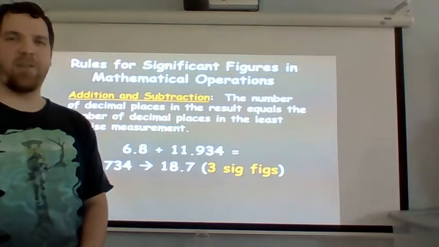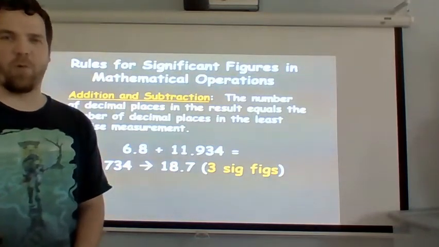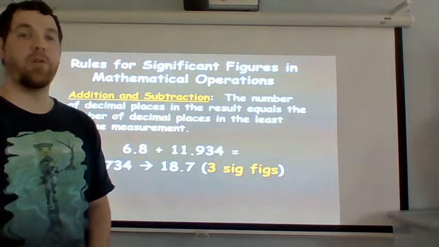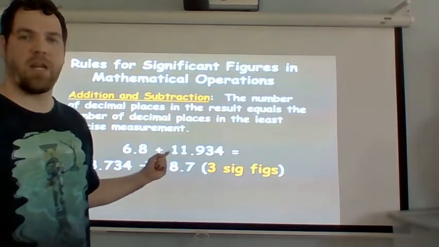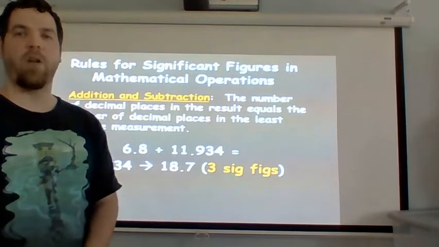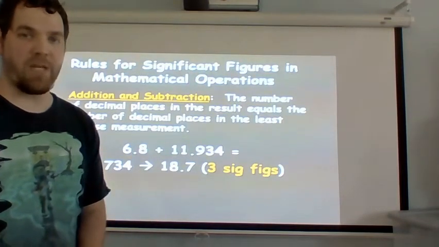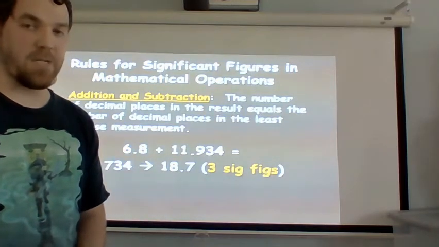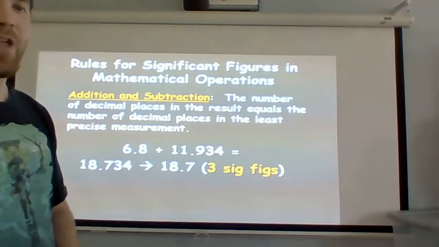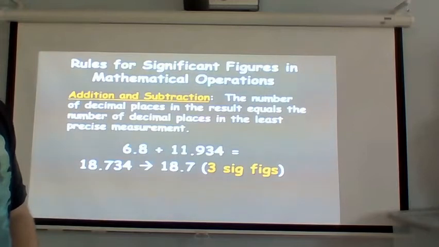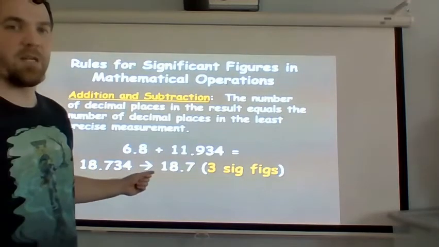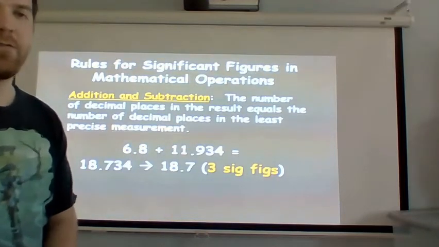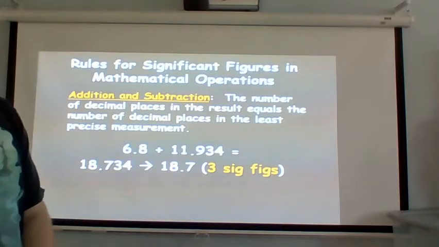Now, if we're adding or subtracting, we use a different rule. This rule is all about the number of decimal places. So if we're using these two numbers, 6.8 and 11.934, we use the same number of decimal places in our answer as the one with the least number of decimal places. So instead of 18.734, we have to round it down to 18.7 because we can only use one decimal place in our answer.